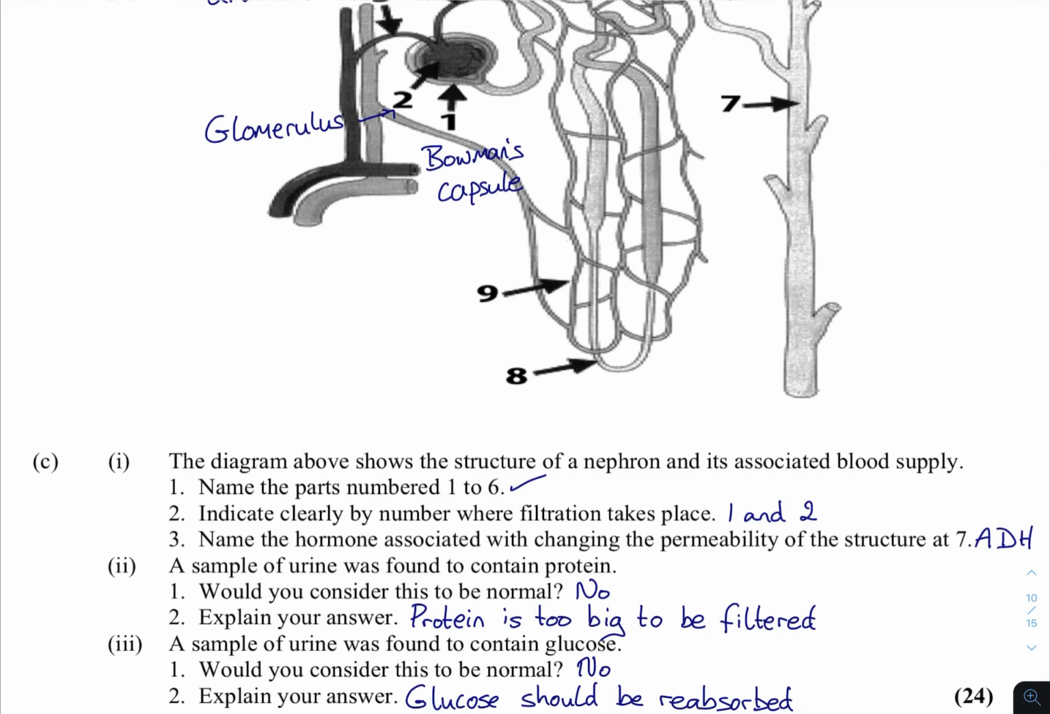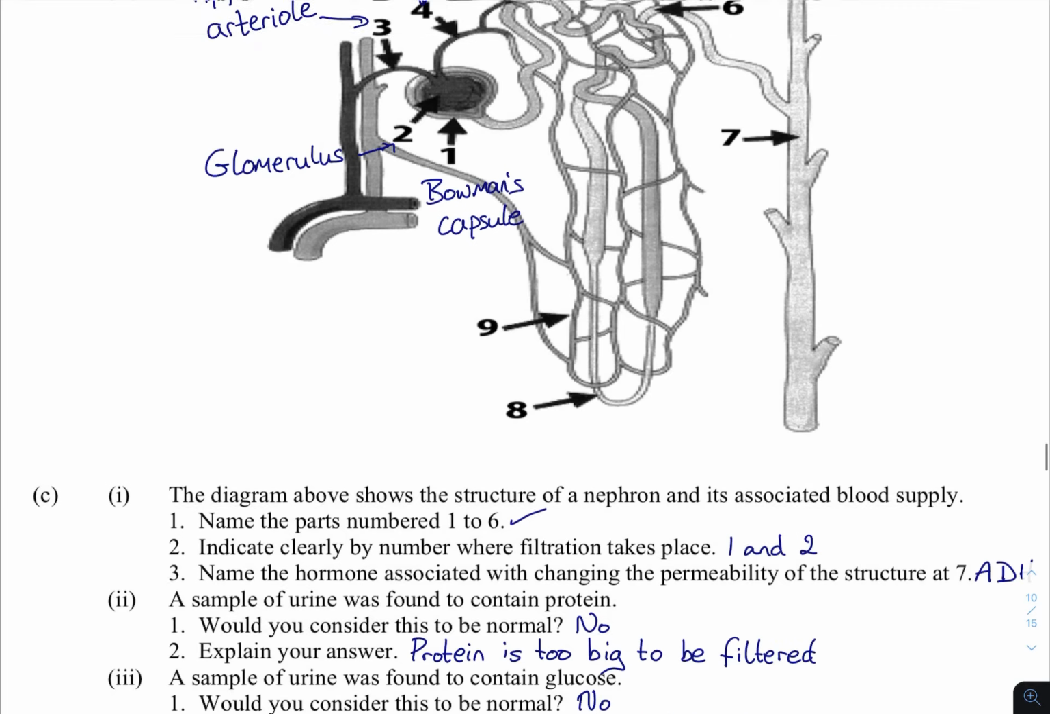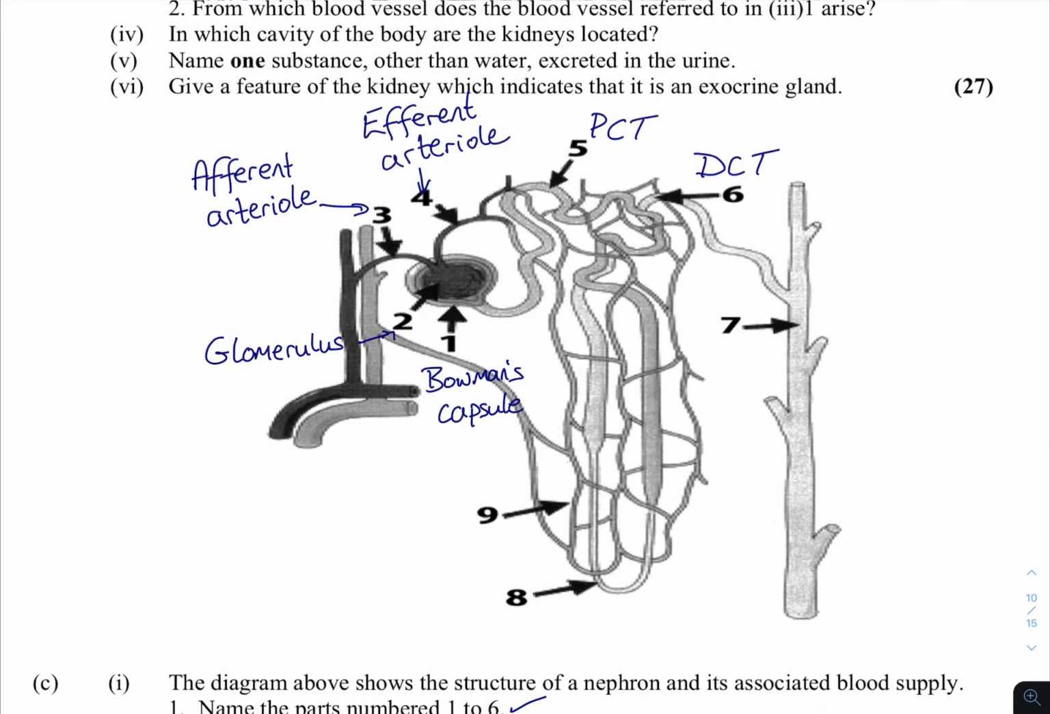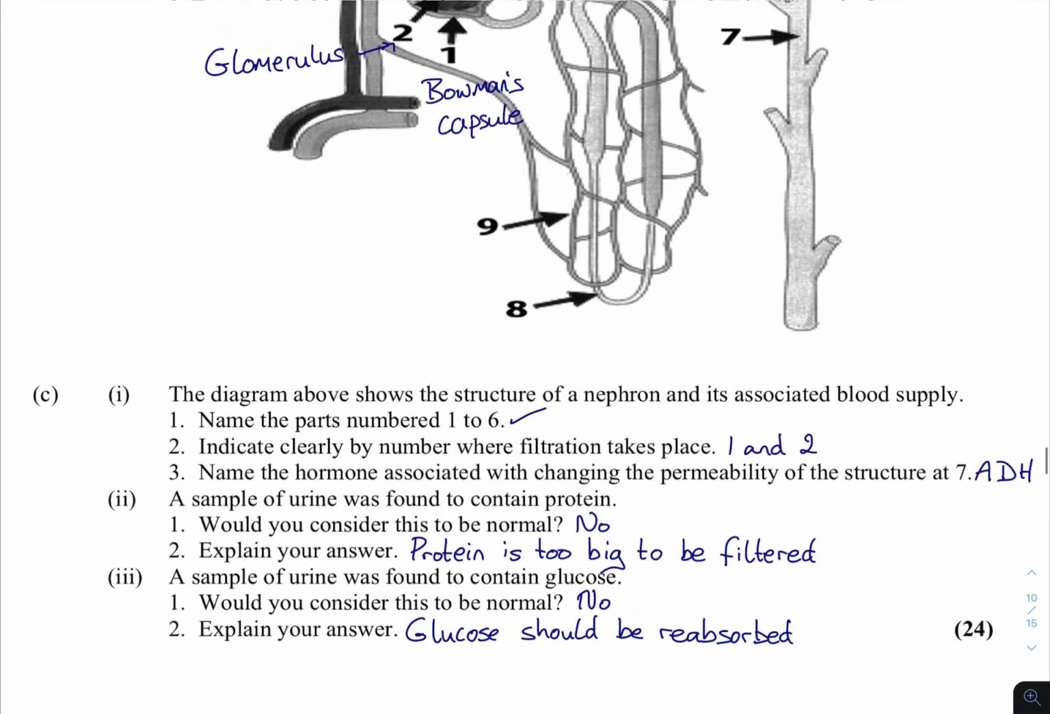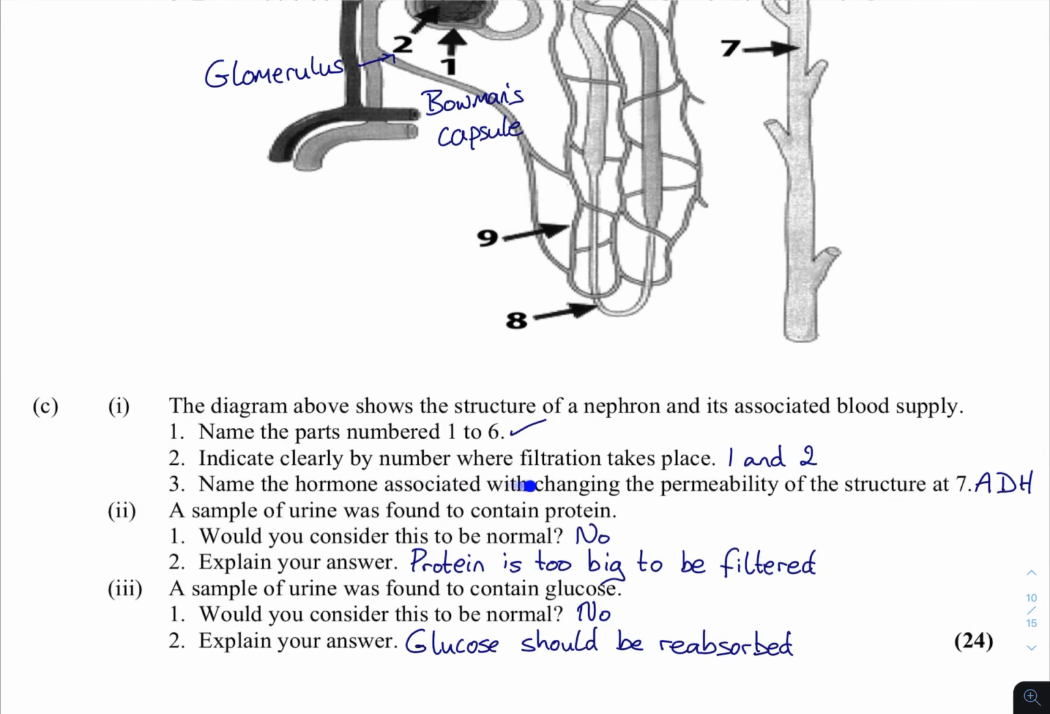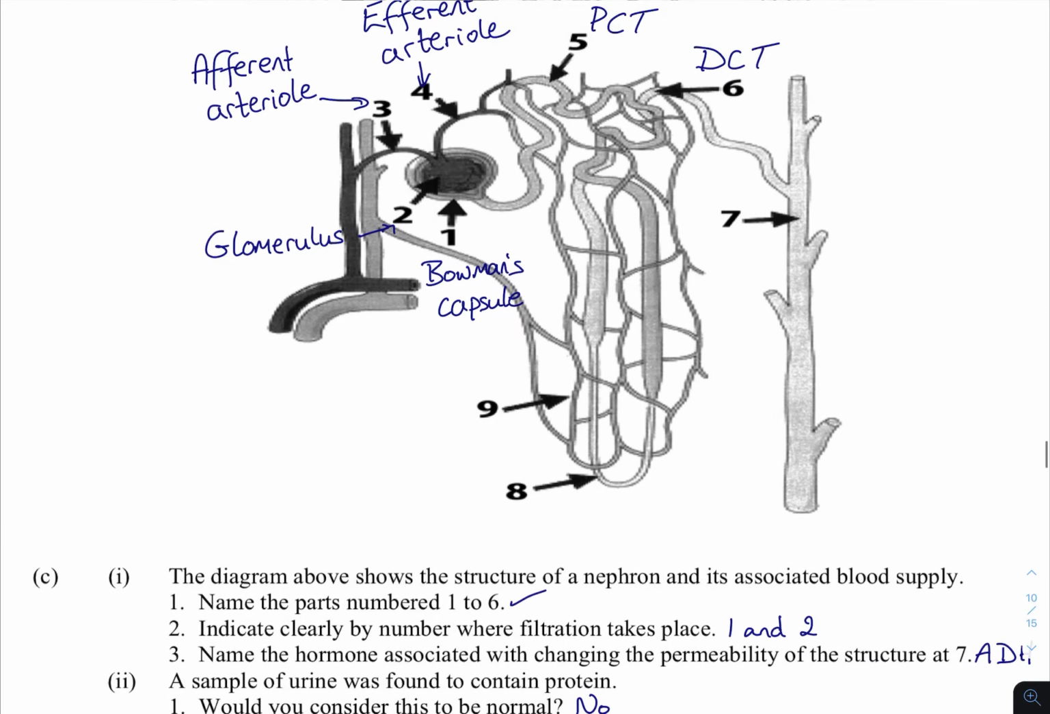Just do what the question is actually asking you. Now, indicate clearly where filtration takes place. So if we look at it up here, where does it take place? Well, it takes place in 1 and 2. Technically it takes place in 2, the glomerulus, but you can use 1 as well. It doesn't matter. Name the hormone associated with changed permeability of structure 7. So 7 is the collecting duct. So ADH, everybody, which we've seen before.